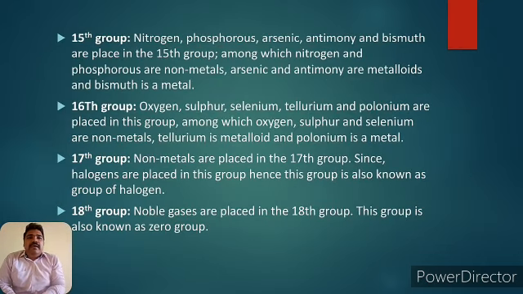In the 15th group, nitrogen, phosphorus, arsenic, antimony and bismuth are placed. In the 16th group, oxygen, sulfur, selenium, tellurium and polonium are placed. In group 17, non-metals are placed, and in group 18, noble gases are placed. These are called the inert gas elements.